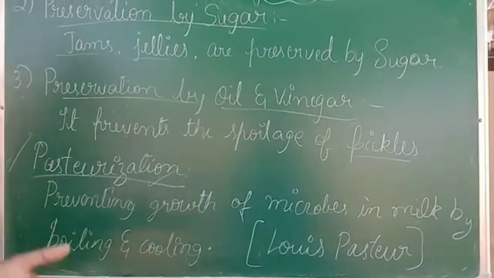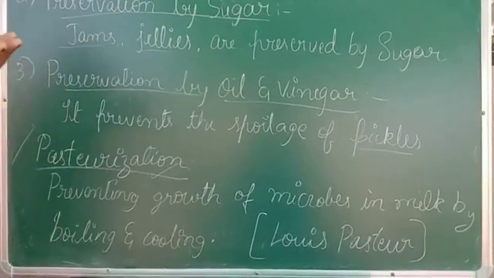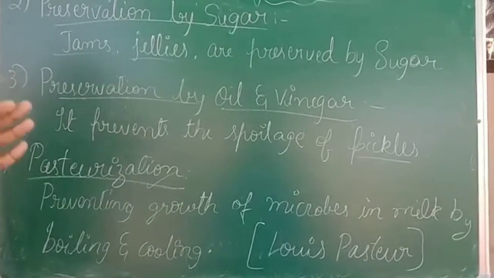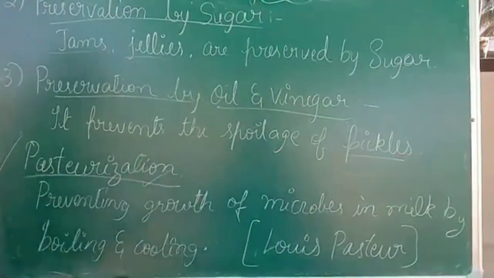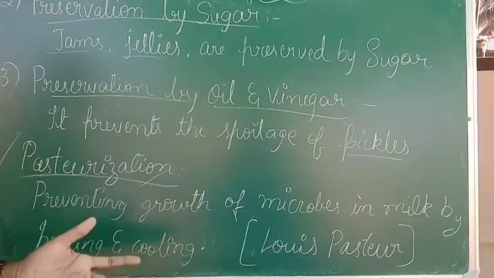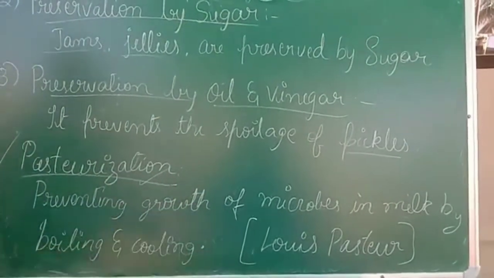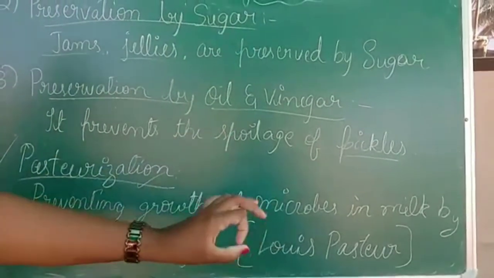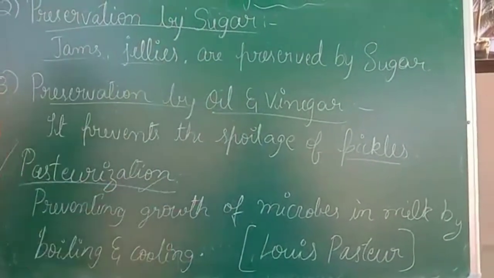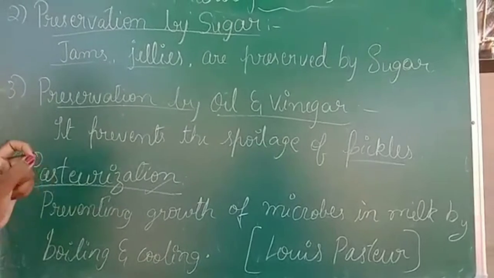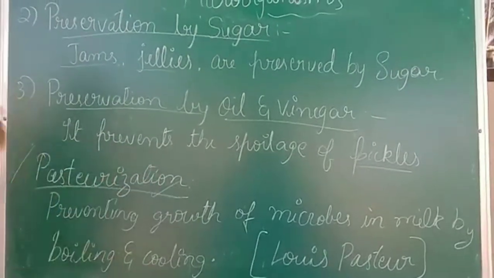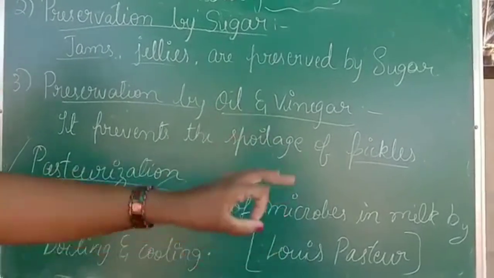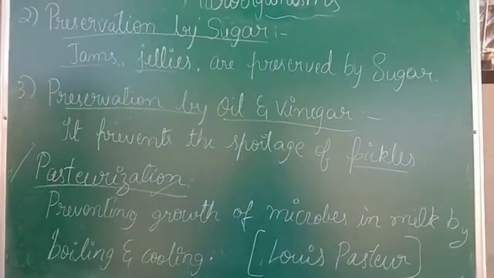How much heating, boiling is done, the same amount of cooling is done in the milk dairies to prevent the growth of microbes. Okay, to prevent the growth of microbes, they do this. Such a process we call pasteurization. And Louis Pasteur is the one who discovered this process, that is pasteurization. It is a very important question. What is pasteurization and who discovered it? Louis Pasteur discovered pasteurization.